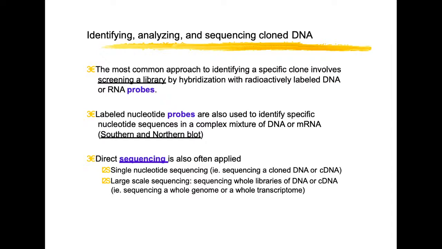For identifying, analyzing, and sequencing cloned DNA, the most common approach to identify specific clones is to screen the library by hybridization with radioactively labeled DNA or RNA probes. Labeled nucleotide probes are also used to identify specific nucleotide sequences in a complex mixture of DNA or mRNA. Direct sequencing is also often applied, from single nucleotide sequencing to large-scale sequencing of whole libraries of DNA or complementary DNA.